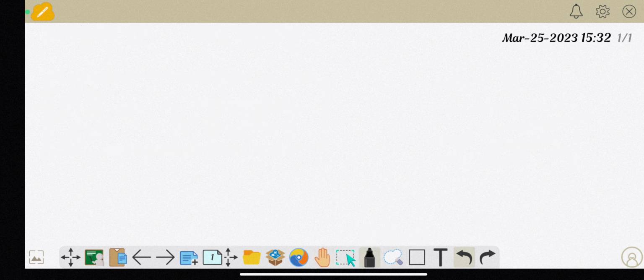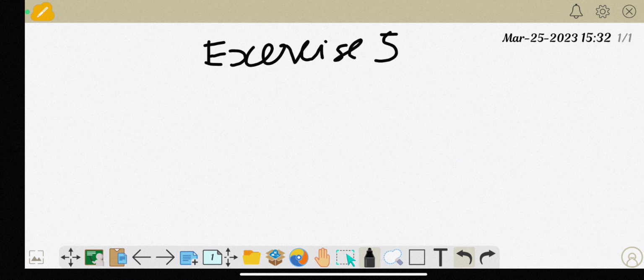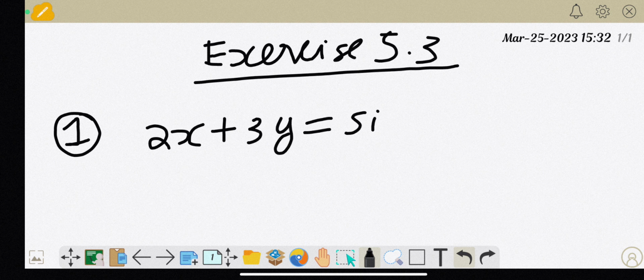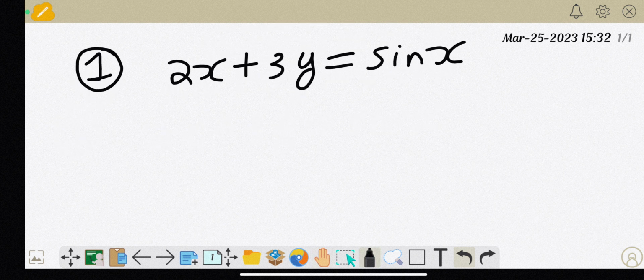So now let's solve some easy questions. Let's move to exercise 5.3. Find dy by dx in the following. So let's solve the first question: 2x plus 3y is equal to sin x. So what is the first step? Differentiate on both sides.